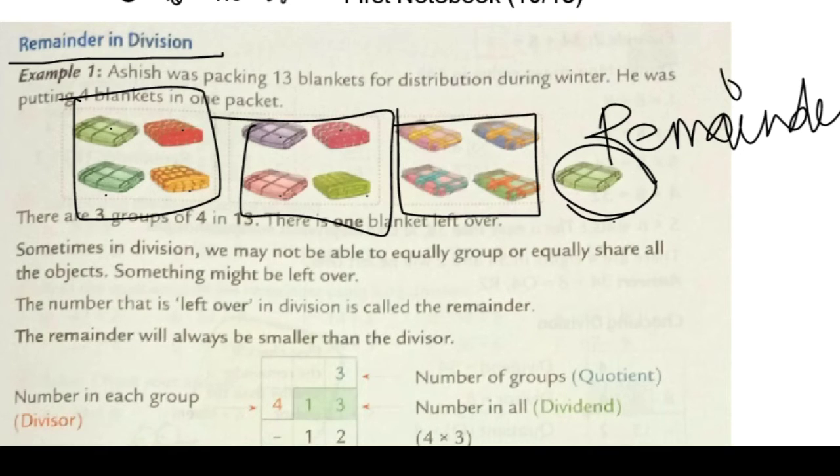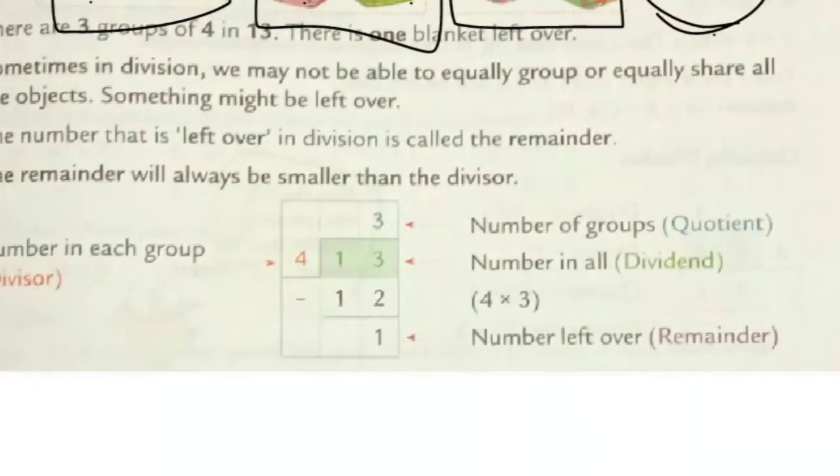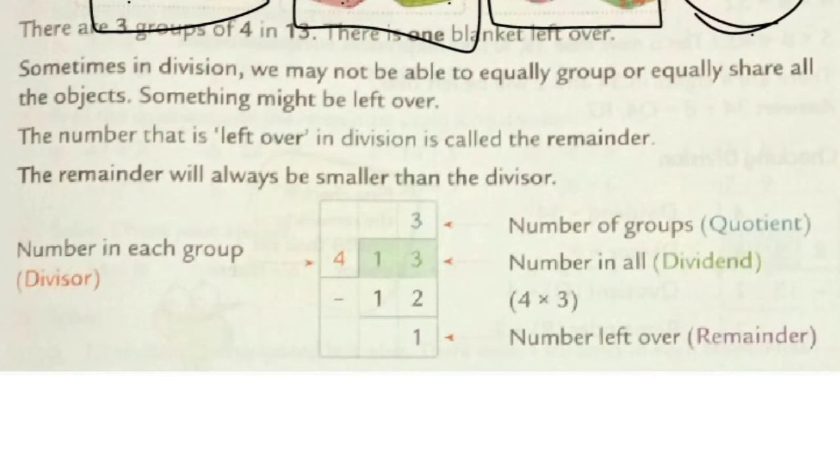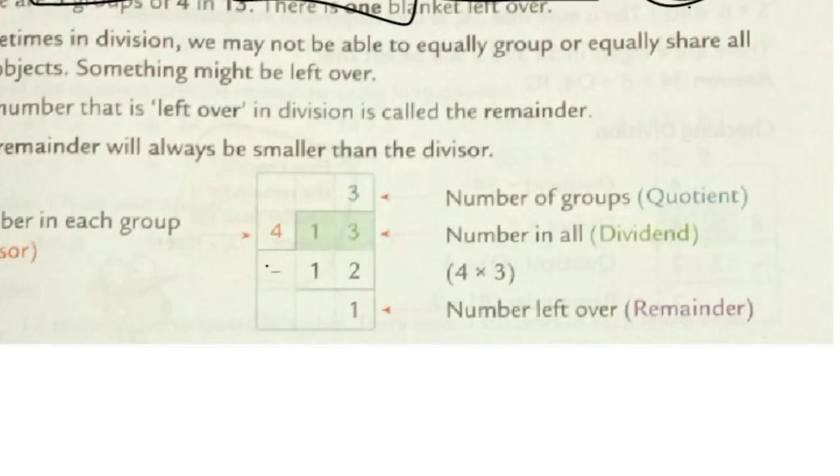Got it? Now we'll see this in a question. See here, the column is made, 13 is in the center and we have to divide it by 4. 13 divided by 4. So here what we have to do is find out what can be subtracted from 13 from the table of 4 easily. So let's read out the table.